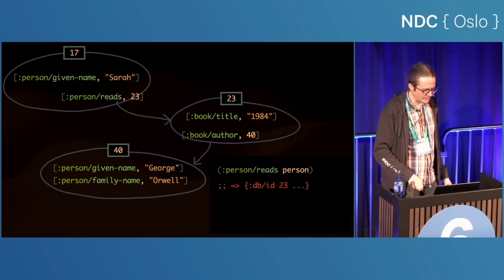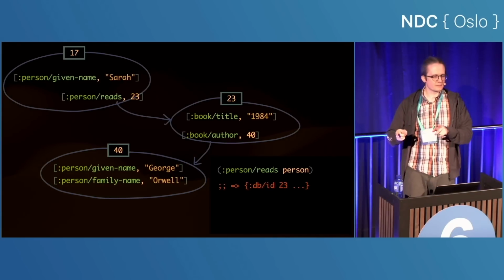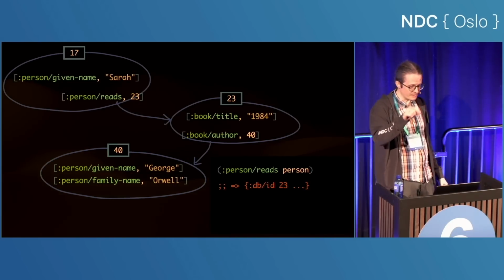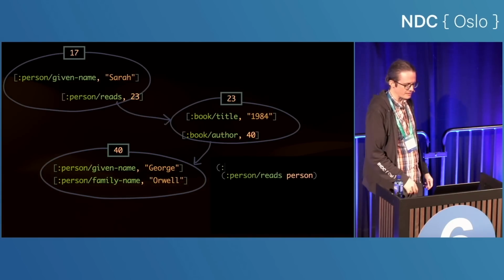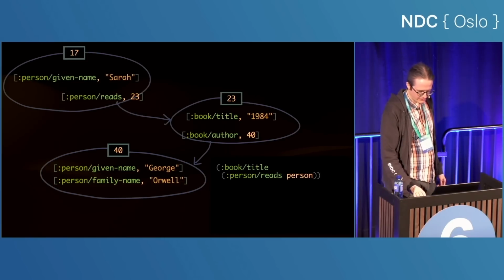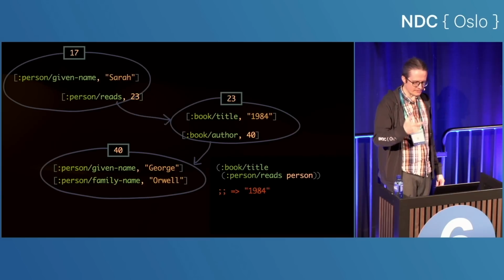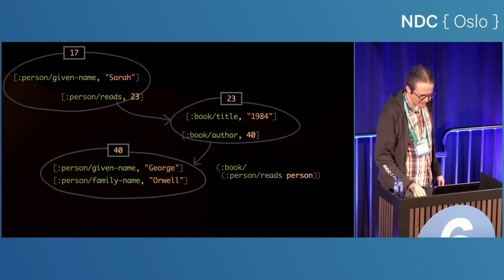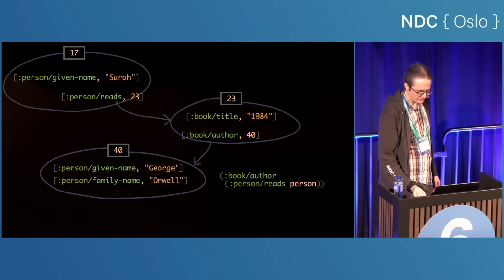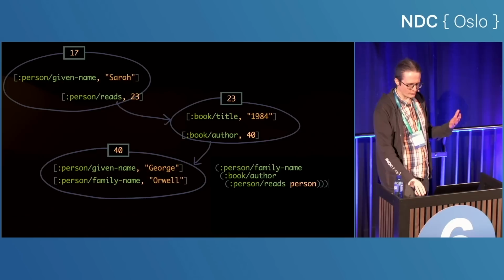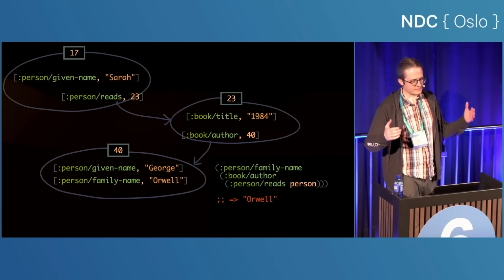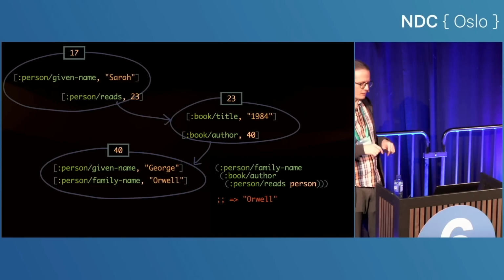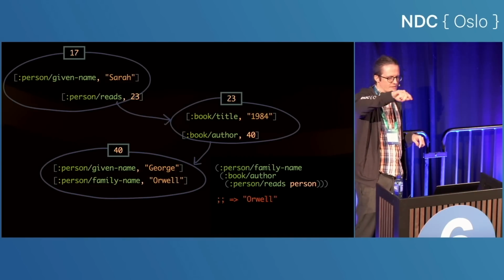No. We, in fact, get the entity. We get the book. It has the database ID of 23, but it also, for instance, has a book title. So now we can look up the book title that the person reads. We're following the arrow to the other entity, and we can keep going. We can look at the book author, follow the arrow there, and look up the person's family name, and it's George Orwell. At least it's Orwell. So in code, we're now following the vertices in the graph.